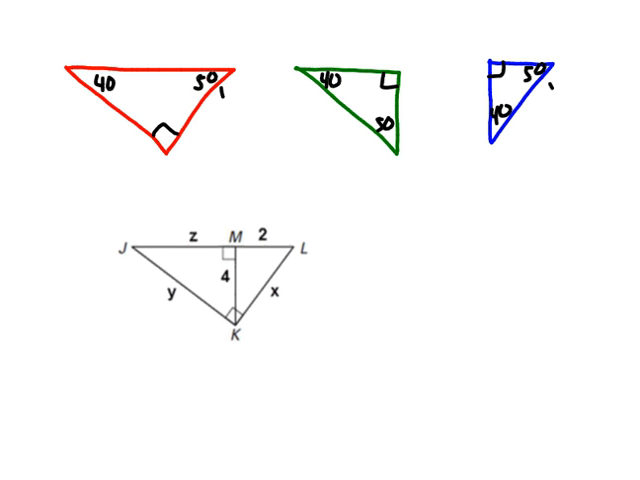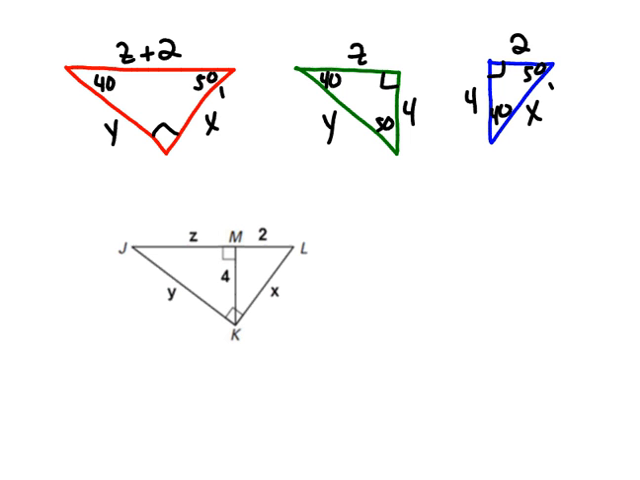And then let's label the sides. So we're going to have in our large one, z plus 2. This is y. This is x. Our middle one, this is y. This is 4. This is z. This is 2. This is x.